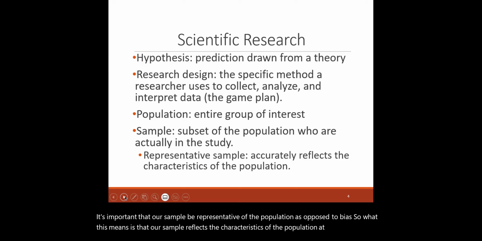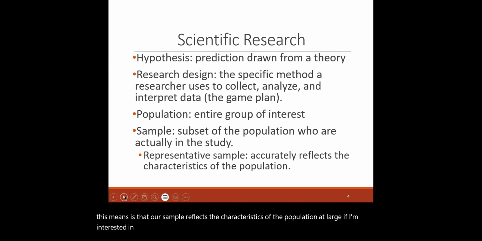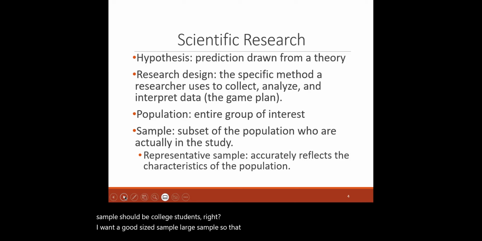If I'm interested in college students, for example, my population of interest, college students, my sample should be college students, right? I want a good size sample, a large sample, so that I'm more likely to get similar demographic information in my sample compared to that in the population.